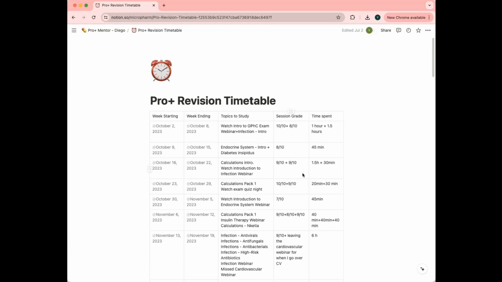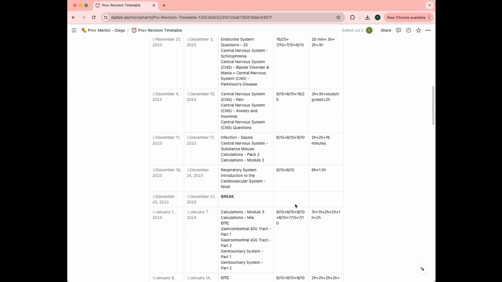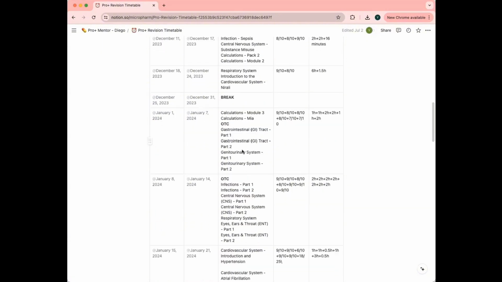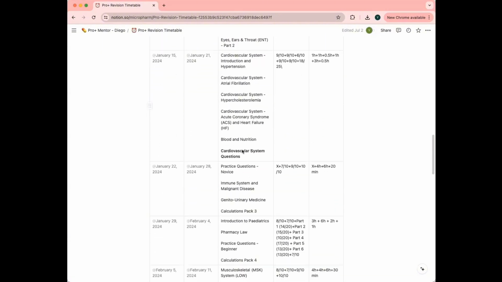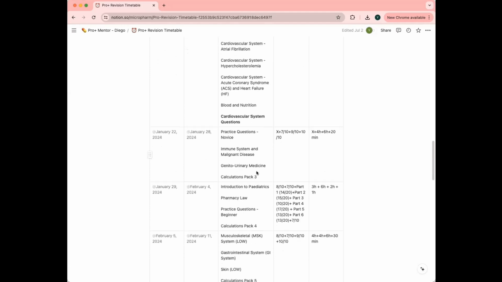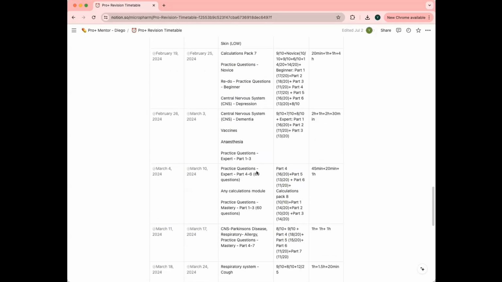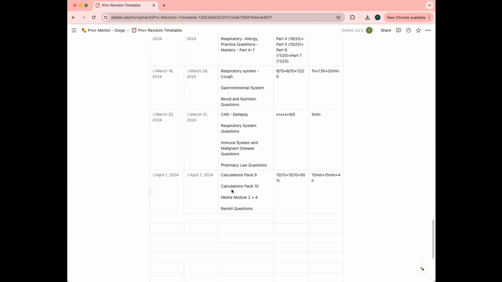I tell him his weaknesses and I tell him what to focus on later on. This is the study plan we did. We gave him a little break there for Christmas. This is the study plan that I did with him weekly leading up to the exam. This is included if you just sign up to the Pro Plus mentor membership. So I planned all of his stuff all the way up until the 7th of April.